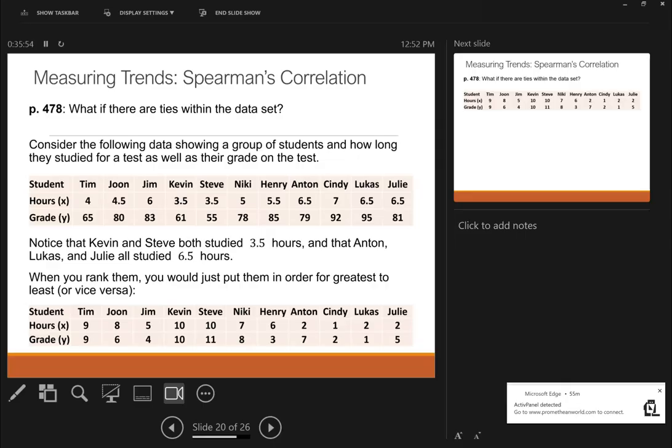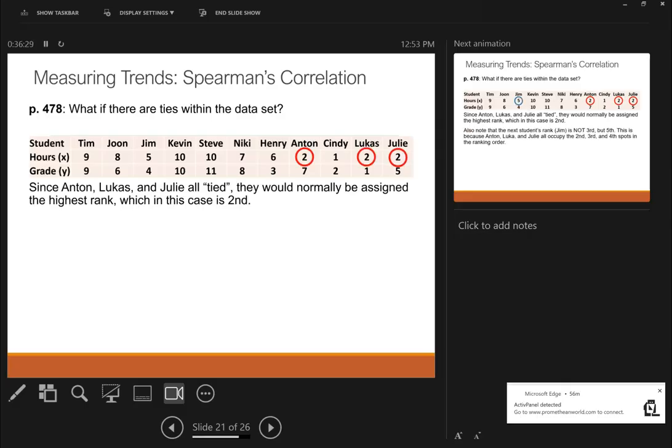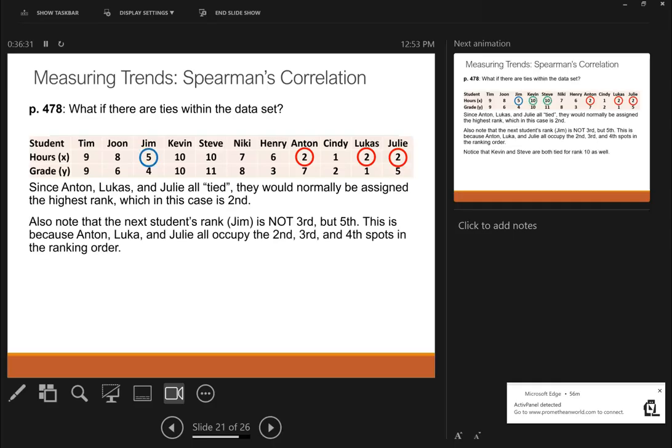However, this is not what I'm entering in. It's not how I'm going to do the ranking. So those places that were ties, Anton, Lucas, and Julie, they occupied places 2, 3, and 4. Everybody agree? They occupy 2nd, 3rd, and 4th place. The ranking I'm going to give them is going to be the average of 2nd, 3rd, and 4th place. So I'm going to add up 2, 3, and 4.